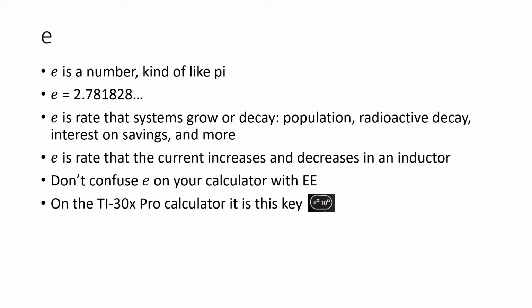E describes the rate at which things increase or decrease in nature, such as population increase or decrease, radioactive decay, the interest on your savings when you put money in the bank, and other quantities such as the R value of insulation as a function of adding additional inches of insulation. But E also describes the rate at which current increases and decreases in an inductor.